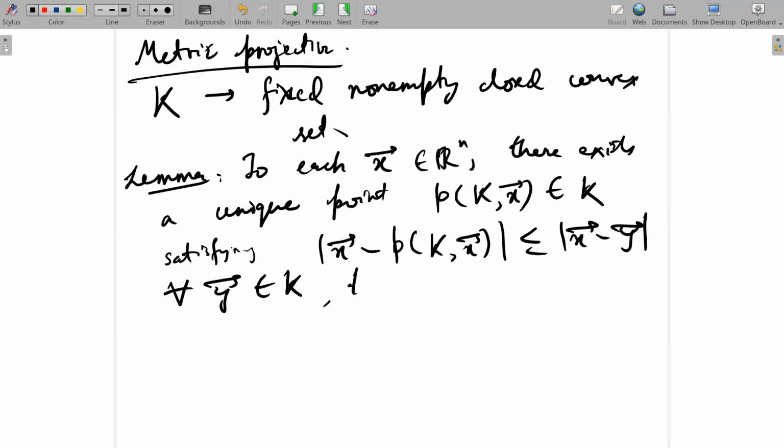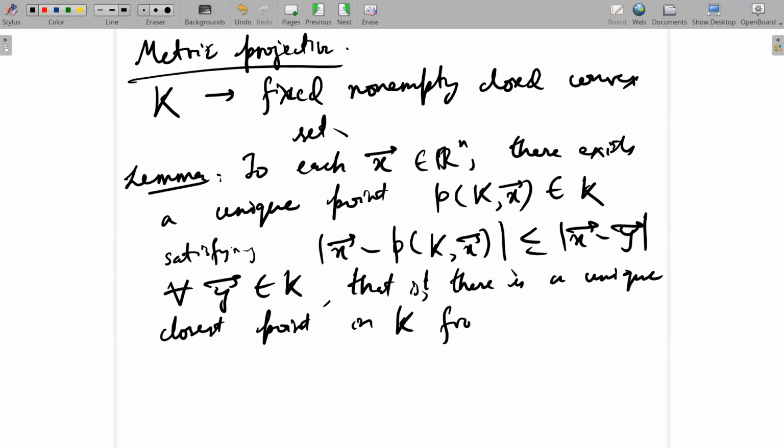That is, in words, there is a unique closest point in K from x. For example, if I told you something like this shape. So this is a circle. Think of this as a part of a circle with center here. So this is not a convex set. And let's call this K. So in that case, there are many points which are closest to this point, right? They have the same distance.